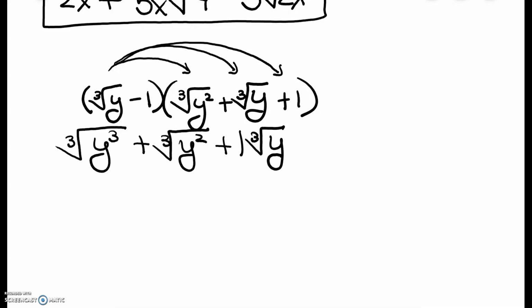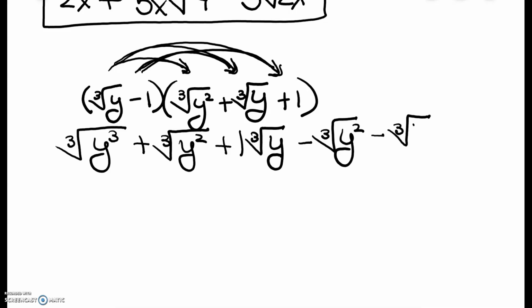So now I'm going to take this negative 1 and distribute it across all 3 of these terms. Sorry for the phone. I get a negative cube root of y squared, and then a negative cube root of y, and then negative 1 times a positive 1 is a negative 1. So let's see. Do I have any like terms? Because I think I got some that cancel out.